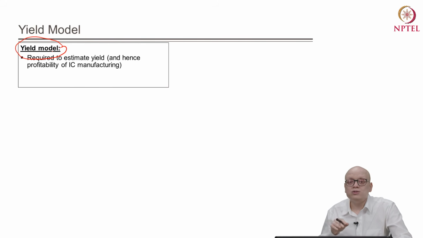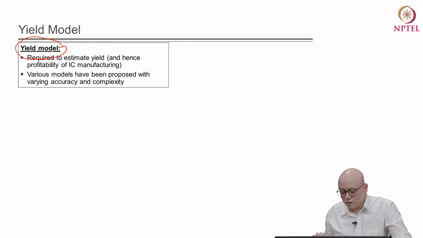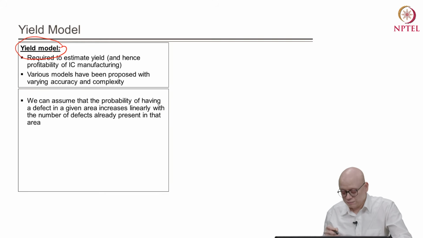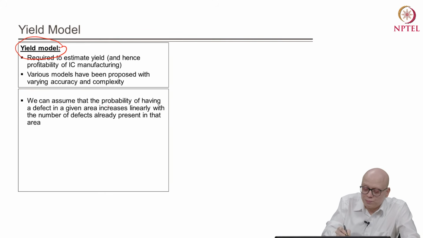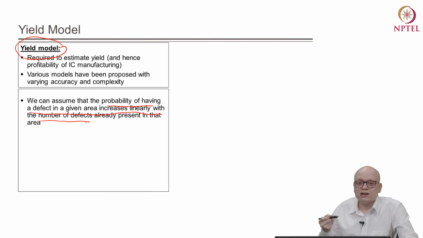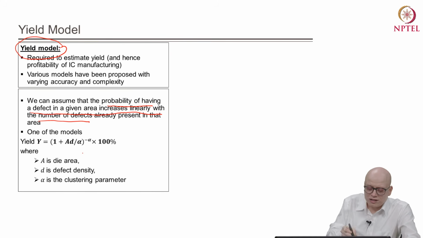And to do that, we need to understand the yield models. In literature there are many yield models with varying degrees of accuracy and computational requirement. One of the popular yield models is based on assuming that the probability of having a defect in a given area increases linearly with the number of defects. And this is because of the clustering. If we assume this, then we can arrive at a yield model which is shown here.